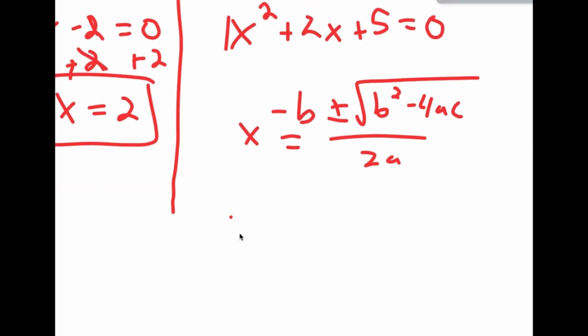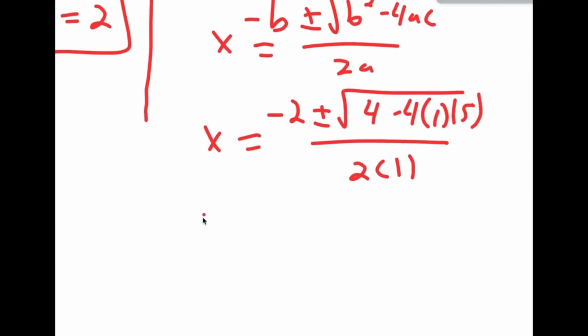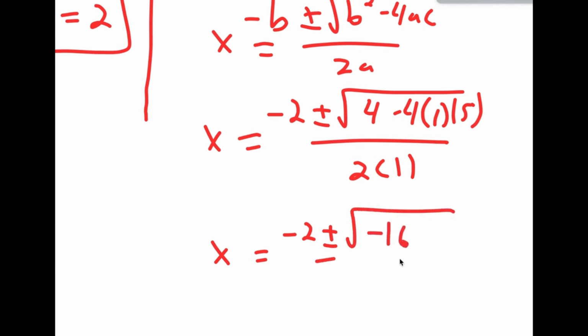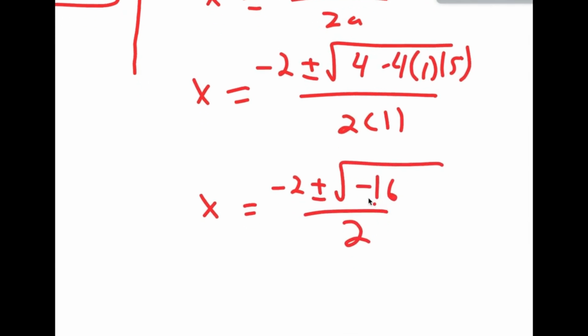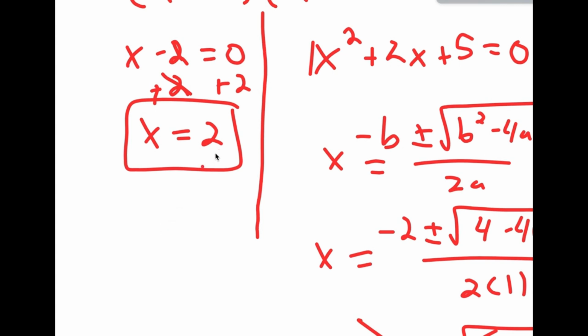So in this case, I get negative 2 plus or minus the square root of b squared, which is 4, minus 4 times a times c, all over 2a. And this is equal to negative 2 plus or minus the square root of 4 minus 20, which is negative 16, over 2. And you can't take the square root of negative numbers, so there's no solution for this, meaning my only solution to this equation is x equals 2.